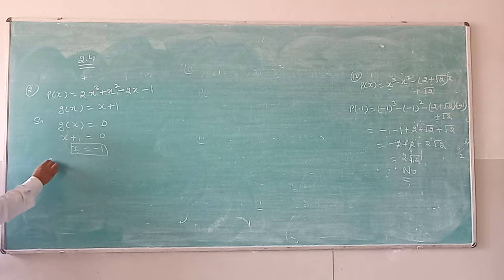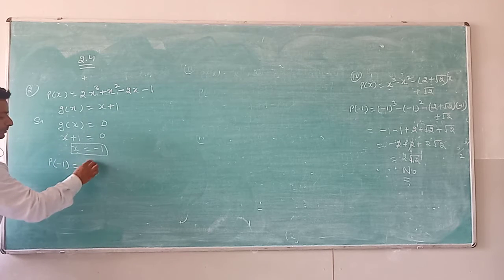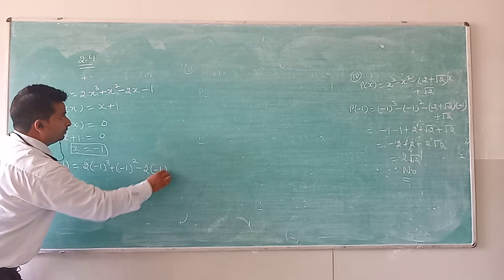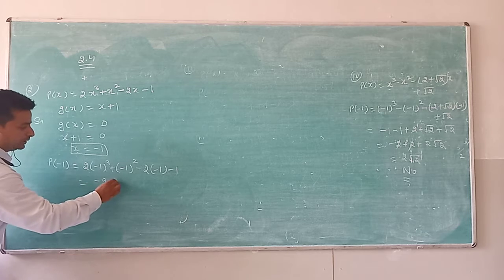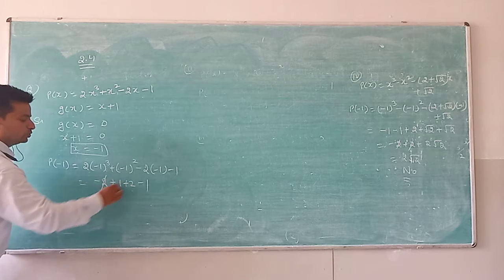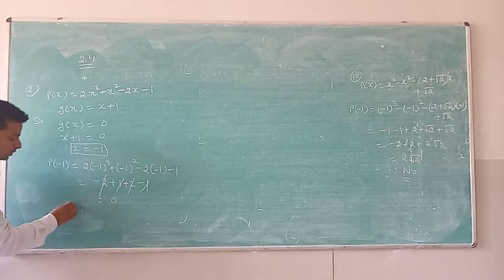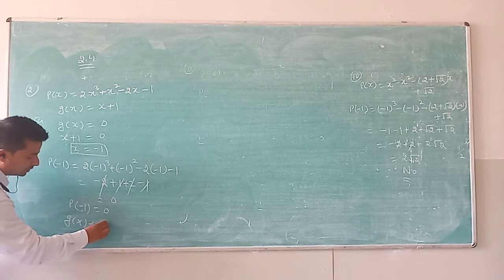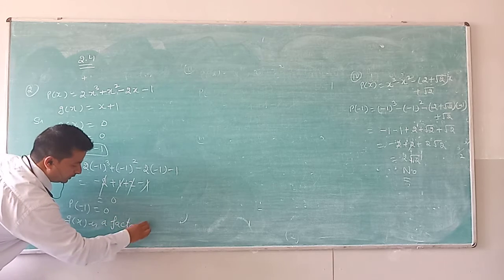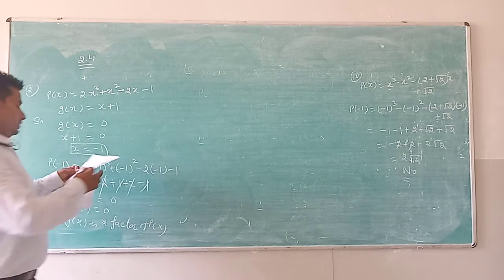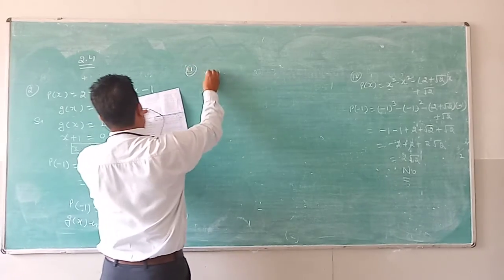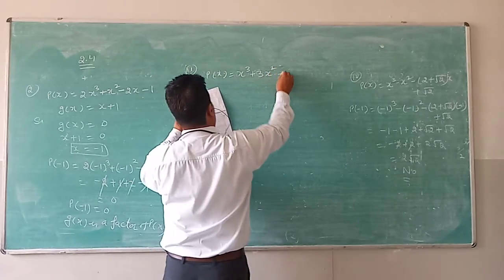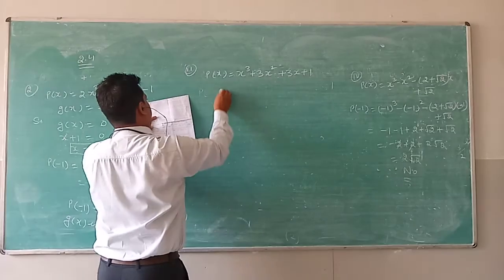When we put the value of x is equal to minus 1 in p(x), if p(x) is 0, then it is a factor. If p(x) is not equal to 0, then it is not a factor. In this, the terms cancel out. So p(minus 1) is 0. This means g(x) is a factor of p(x).